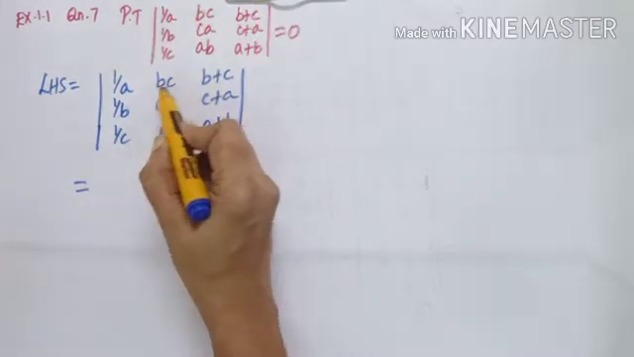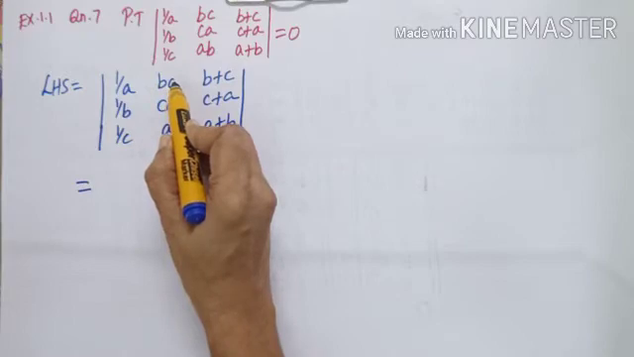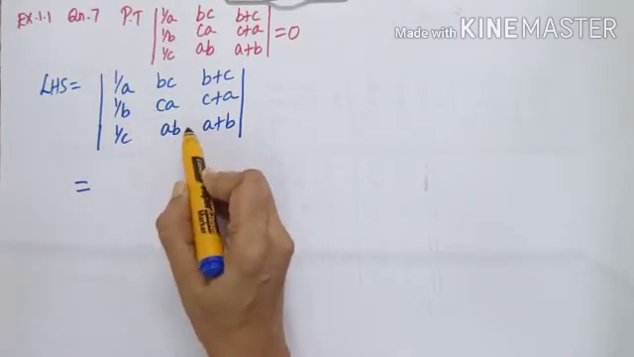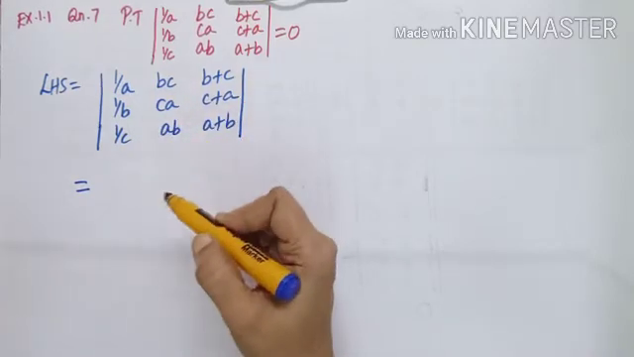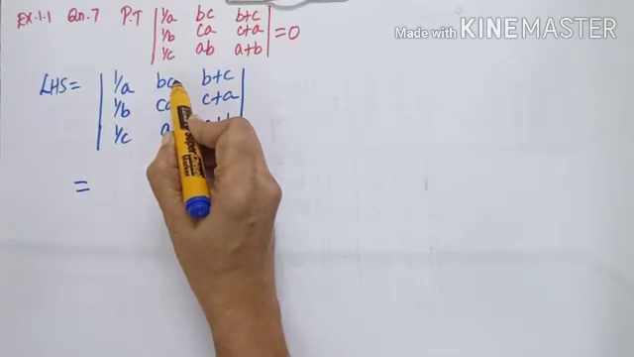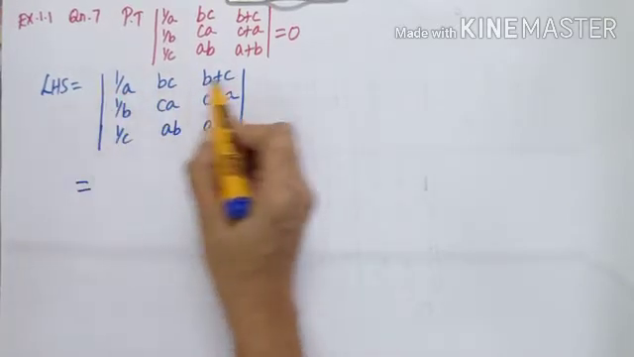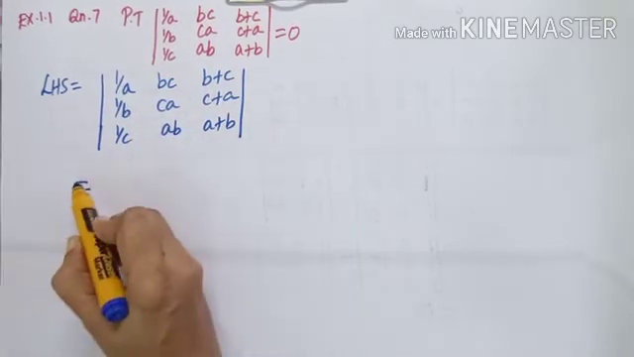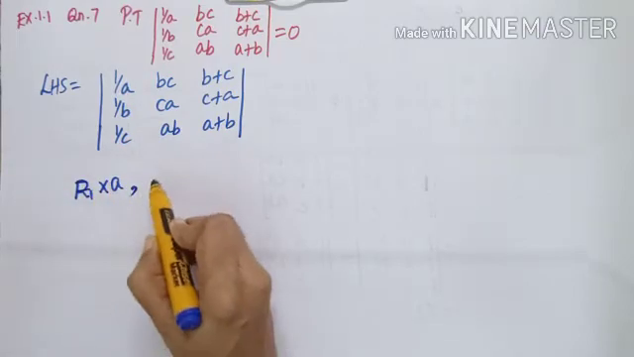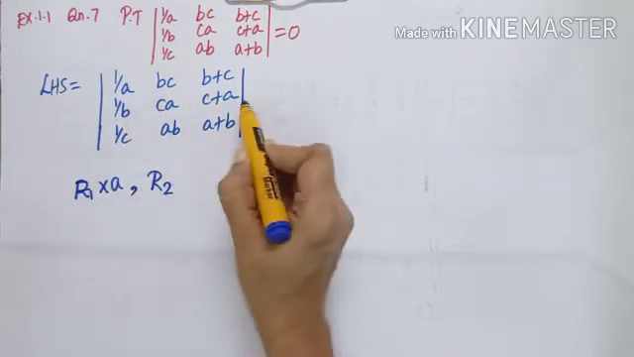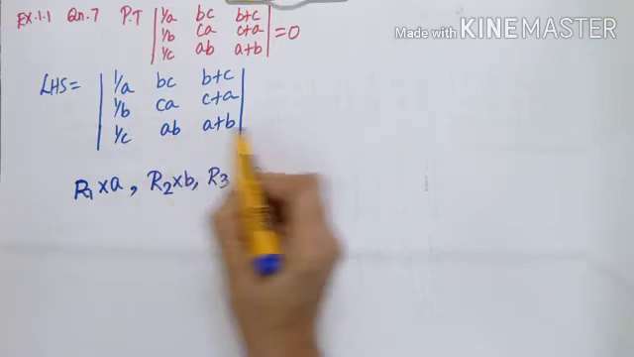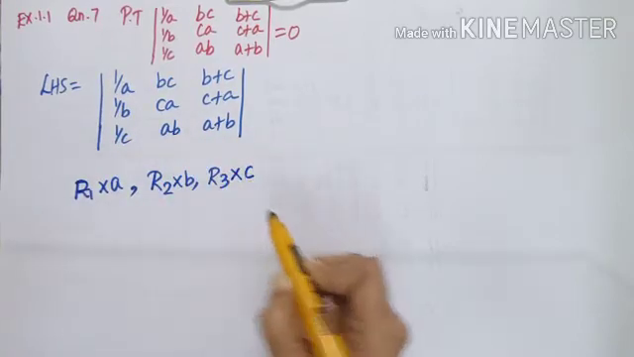Now, BC, which letter is missing? A. Here C, A, B is missing. Here A, B, C is missing. This is how we identify the clue to do the problem. A is missing. So R1, this is row 1, multiply by A. So we write R1 multiply by A. Similarly, R2, B is missing, multiply by B. R3, C is missing, multiply by C.